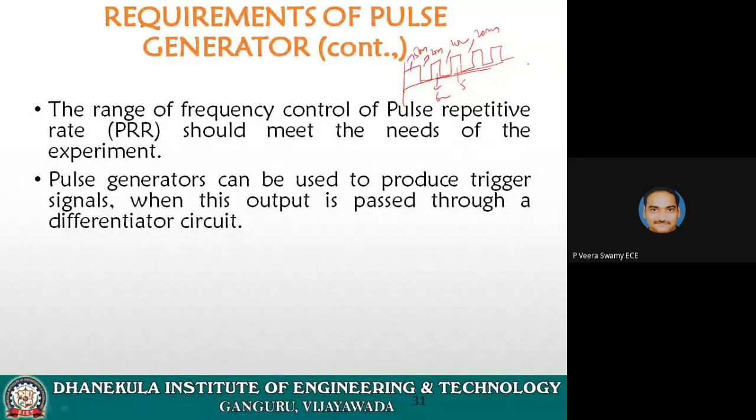Pulse generators can be used to produce trigger signals when this output is passed through a differentiator circuit. That means it is used to eliminate the distortions in the circuit.